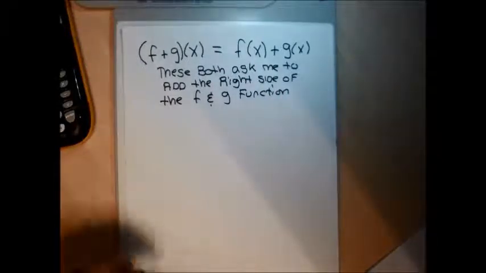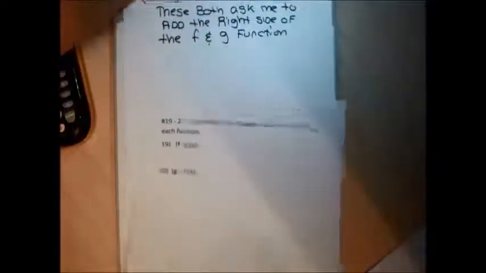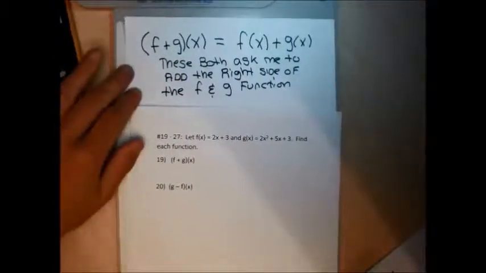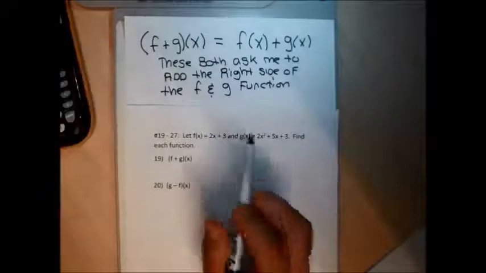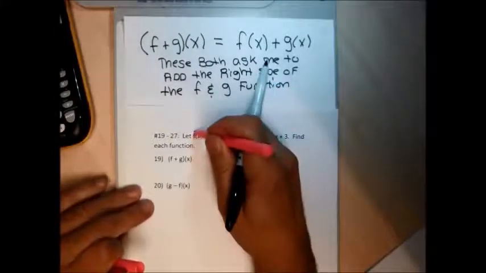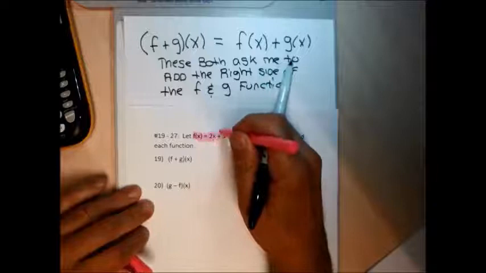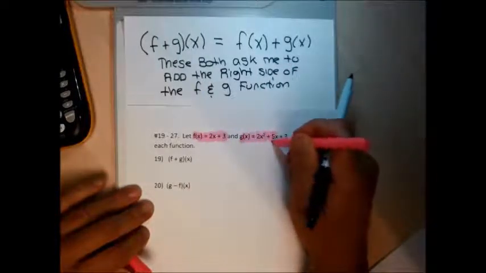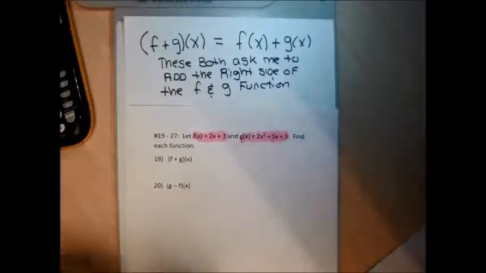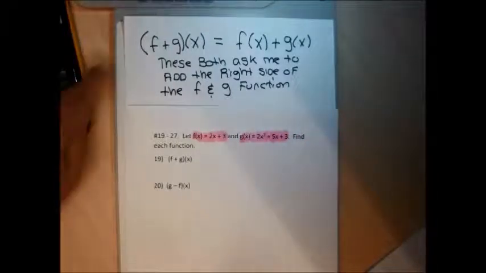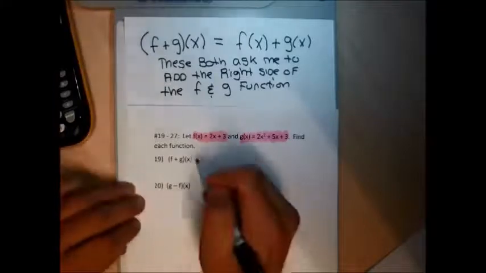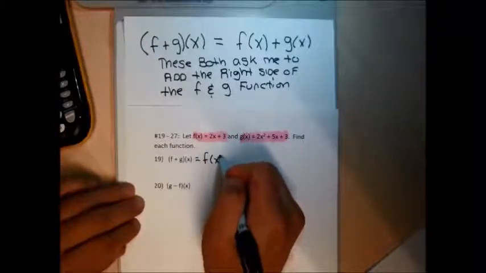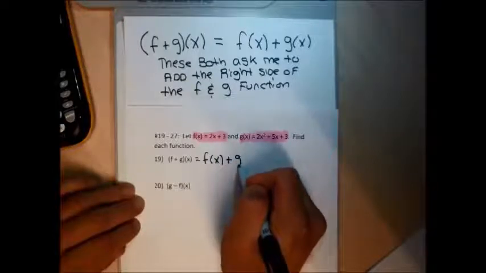And I'm going to sneak into your problem 19 just to give you an idea of when you might be asked this. So if I look at the problems between 19 and 27, each of the problems between 19 and 27 use for the f function 2x plus 3, and for the g function 2x squared plus 5x plus 3. Problem 19 asks me to find f plus g of x, and this really means to find f of x plus g of x.